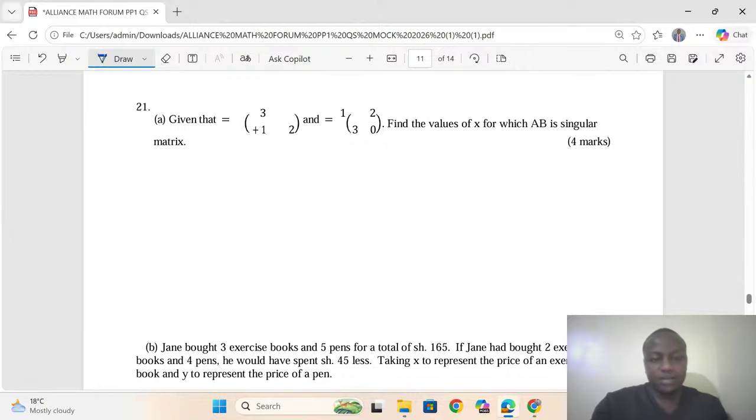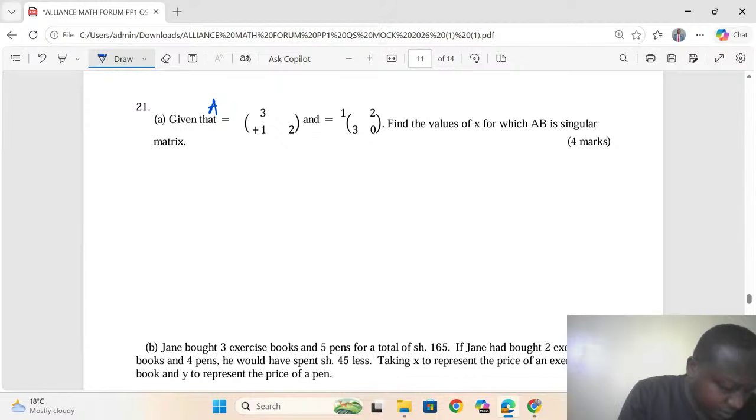Given that we have 2 matrices here, matrix A equals 3x, x plus 1, and B equals 1, 2, 3, 0.